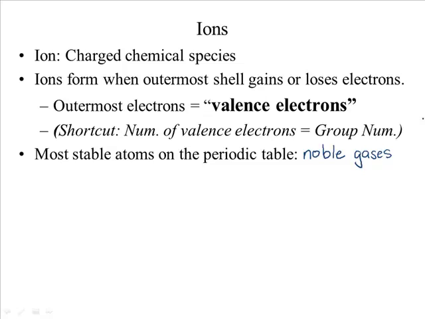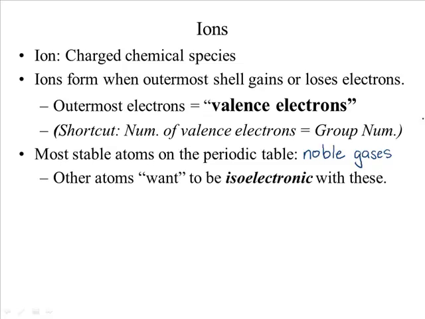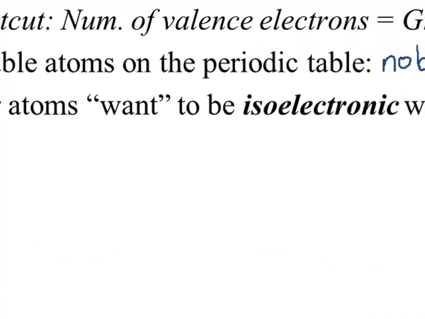All of the other elements on the periodic table are less stable than the noble gases, and this is part of what makes them so interesting. One way that people think about the chemistry of the elements on the periodic table is to say that atoms on the periodic table want to be isoelectronic with these noble gases. Isoelectronic is a term that means having the same electron configuration. It comes from the term same, iso, and electronic, which stands for the electron configuration.